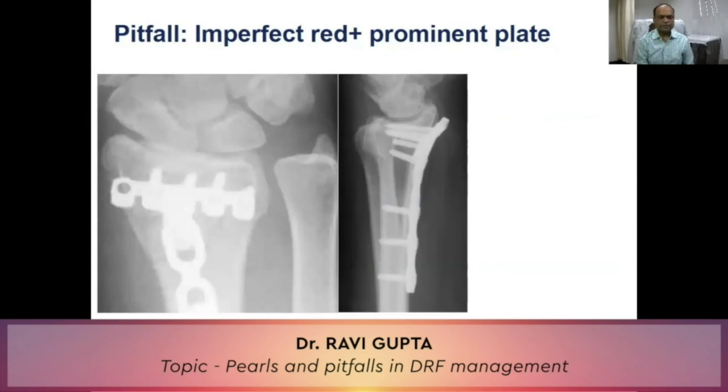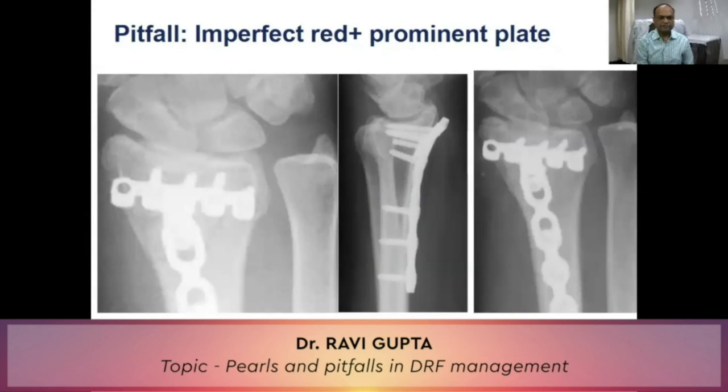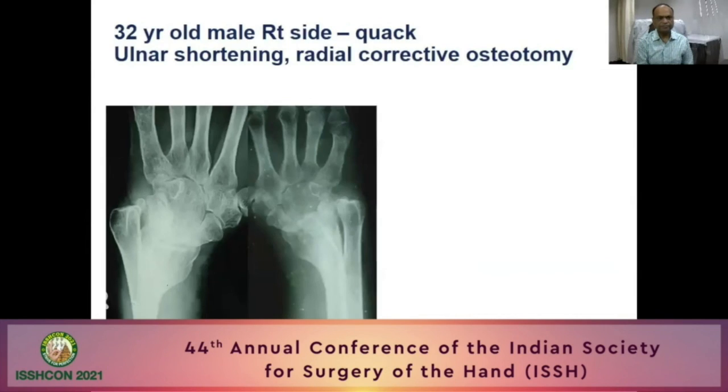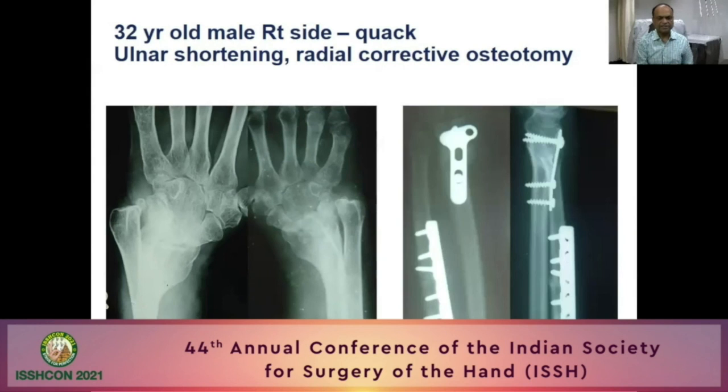Imperfect reduction plus prominent plate. The reduction will also be imperfect, and then there may be tendon ruptures. So in our country especially, there is a problem with quacks leading to malunited fractures, like in this case. So you can do angular osteotomy of the radius and ulnar shortening.